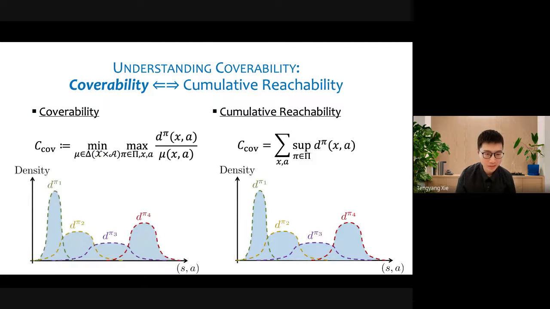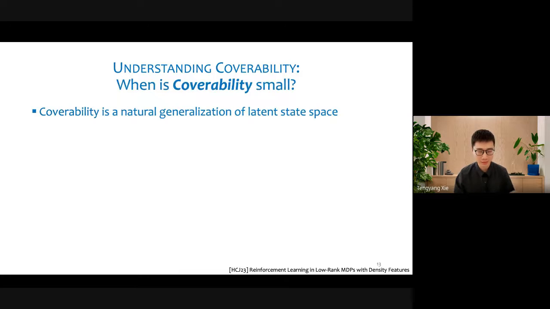So this is the first important property: coverability is essentially the same as cumulative reachability, and that actually plays an important role in our proof. I will show you later. And another question is, when is coverability small?